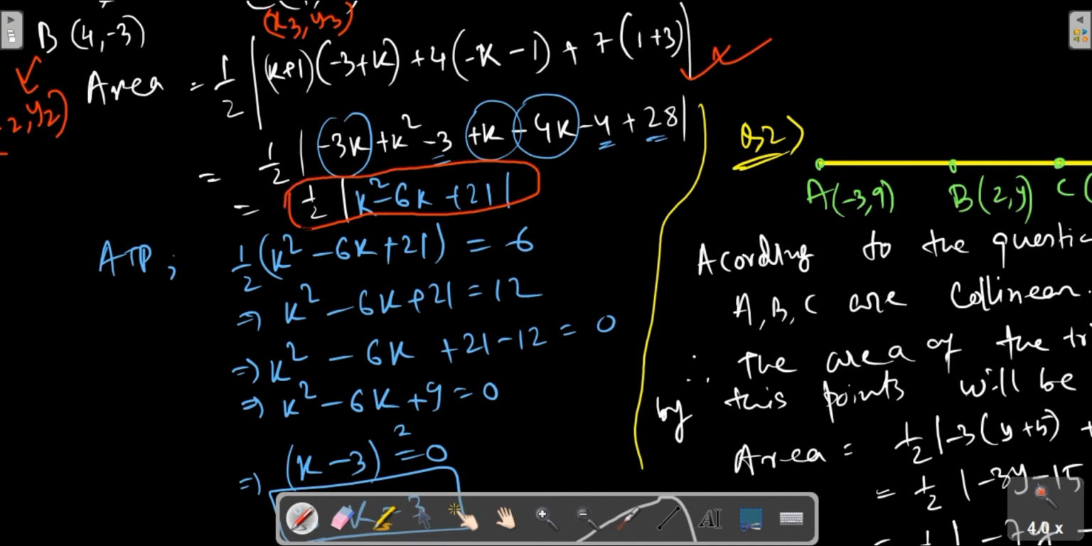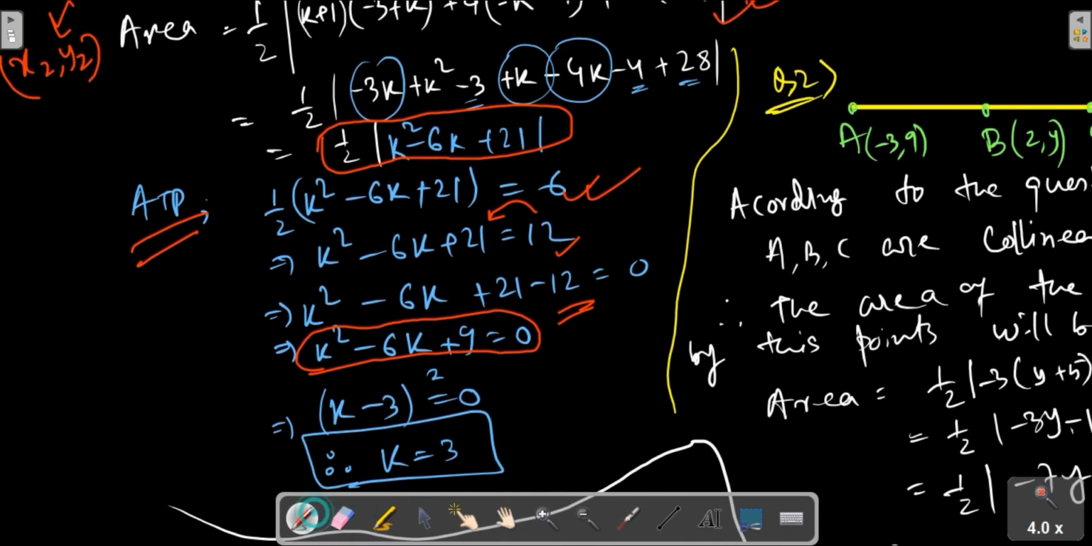Now according to the question, this expression should be equal to 6. Now this half is going to multiply with this 6, so it's giving us 12. Now this 12 will come to this side, so it's minus 12. Now if you see here, we have got something like this, that is k square minus 6k plus 9. What formula does this give us? The formula a square minus 2ab plus b square, where our a is actually k and b is actually 3. Just check it out.